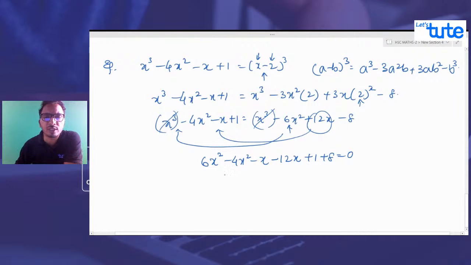So here what we are going to see is 6x squared minus 4x squared, it is 2x squared. X minus 12x is minus 13x. 1 plus 8, it is 9 equals 0. Fine. So now what we can see here is the highest degree of the equation is 2. So therefore it is called a quadratic equation.